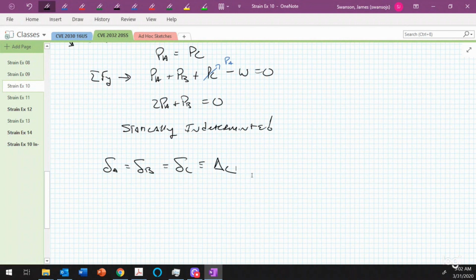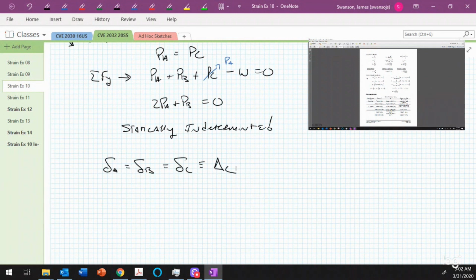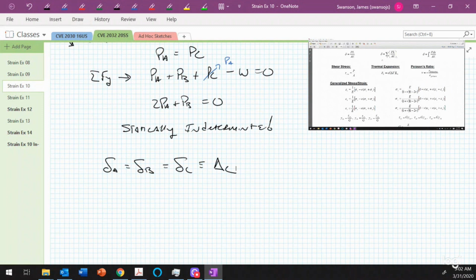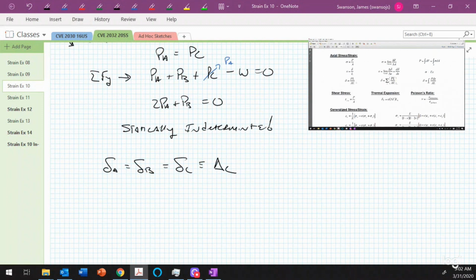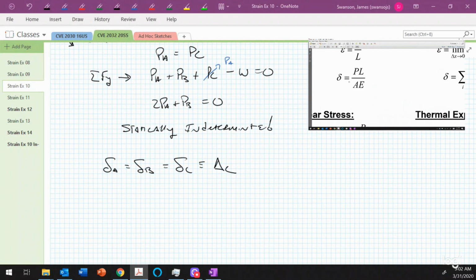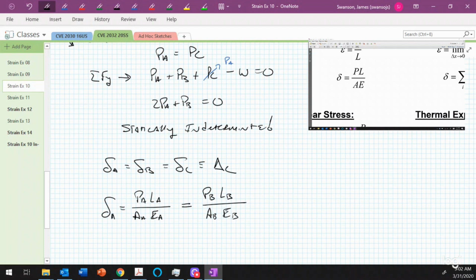Now, if we go to our equation sheet, and we look at the second page of our equation sheet and zoom in a little bit, then you can see that we have here given to us the equation for the deformation of a bar. So we know that delta over here is equal to PL over AE. And if we write it for rod A, then we could say that's equal to P_A times L_A divided by the area of A times the modulus of elasticity E_A. And then we can say that's equal to P_B times L_B divided by A_B times E_B.